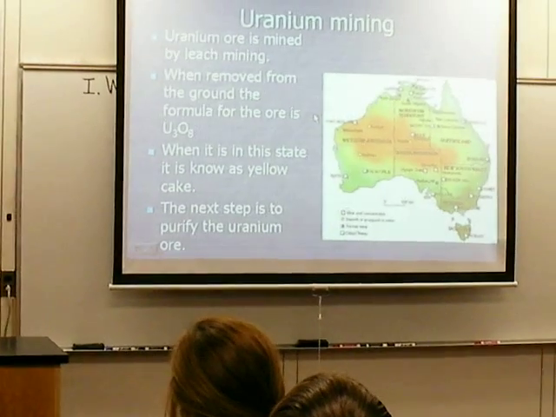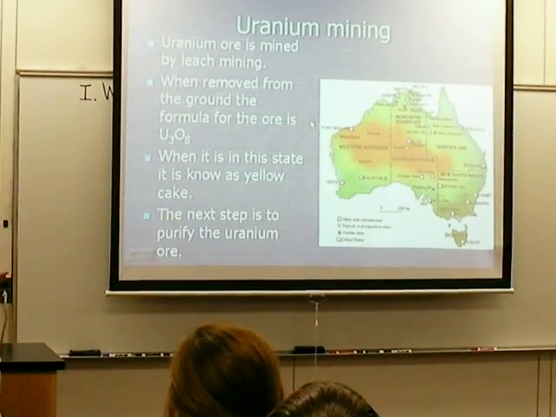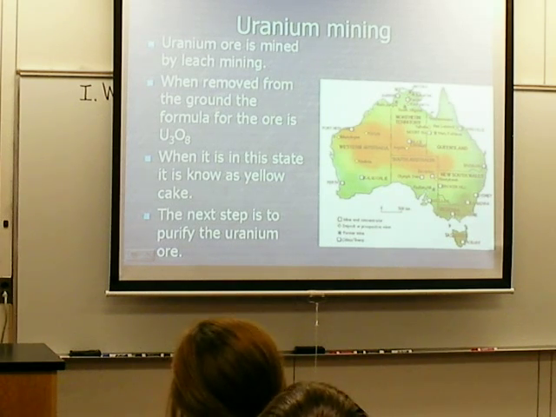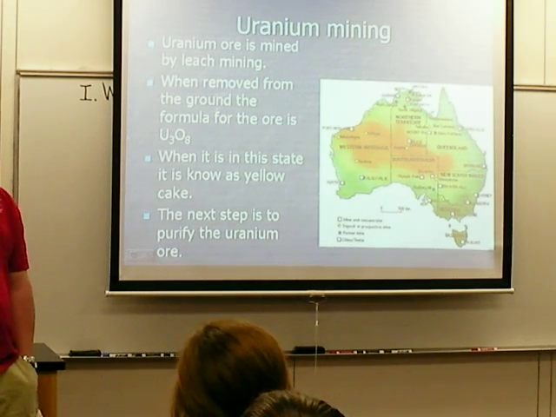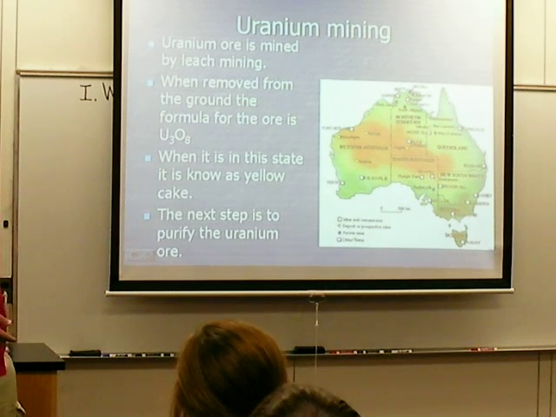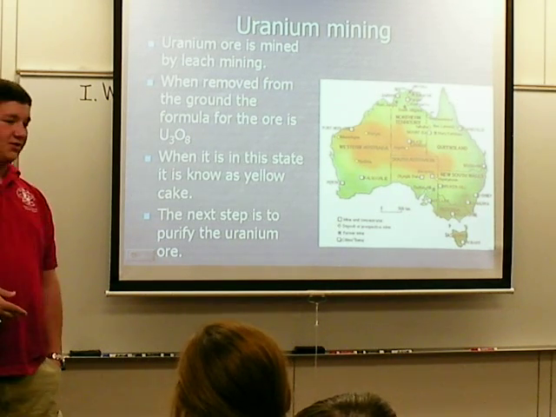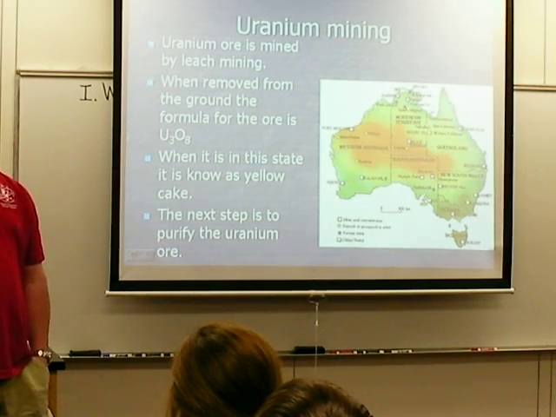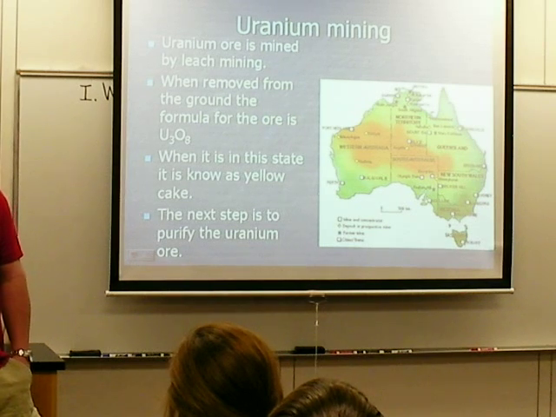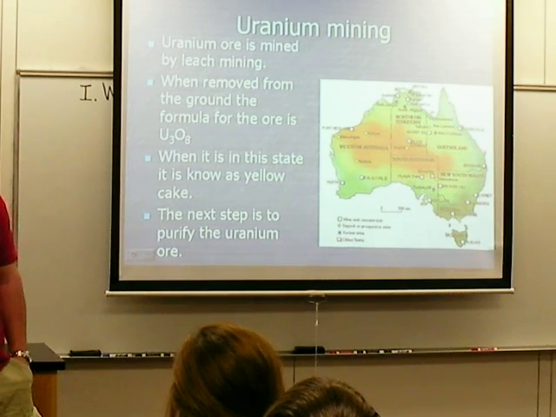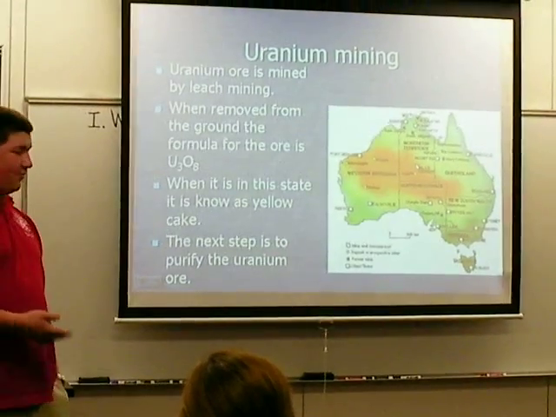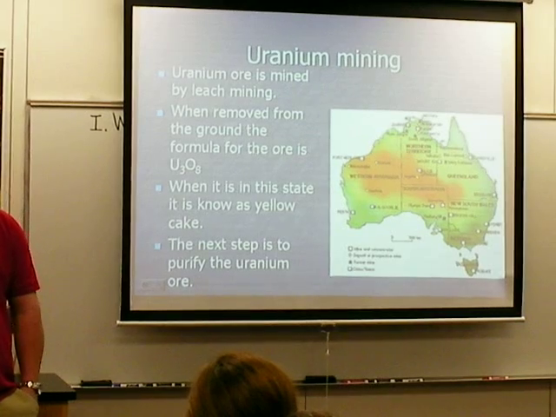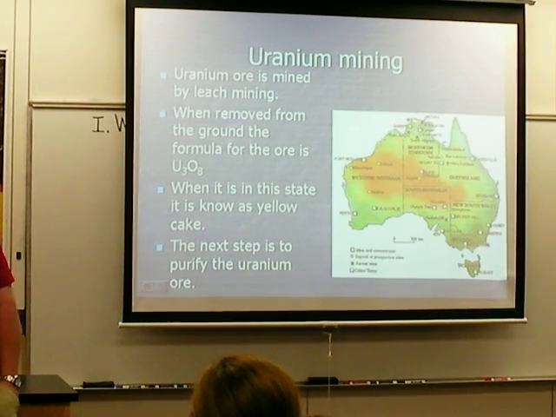First thing they have to do is dig up the uranium somewhere. Australia is where they do a lot of it. They use leach mining, where they dig up the ore and leach the uranium out of it using an acid. Whenever it comes out of the ground, it's U3O8, and they also call it yellow cake. Why do they call it yellow cake? Because it looks just like cake. It really does. They have to purify it to where they can start enriching it to make it usable in the power unit.